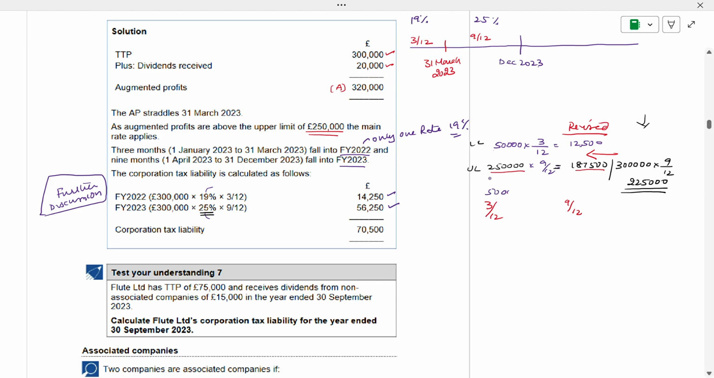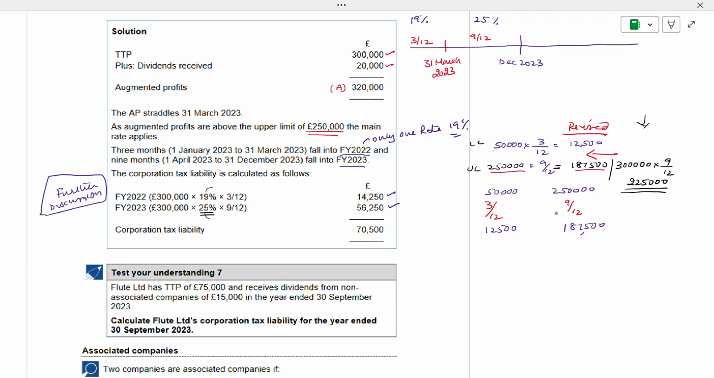One second, but sir. Upper limit 3 by 12 and 9 by 12. Which one? You have to revise 250,000? Yes, 250 and 50 you have to revise to 3 by 12 and 9 by 12. Okay, one second, I will come with you only. 50 and 250, how much is it? 12,500 is there? Yes, sir. And 187,500. That is what I said.